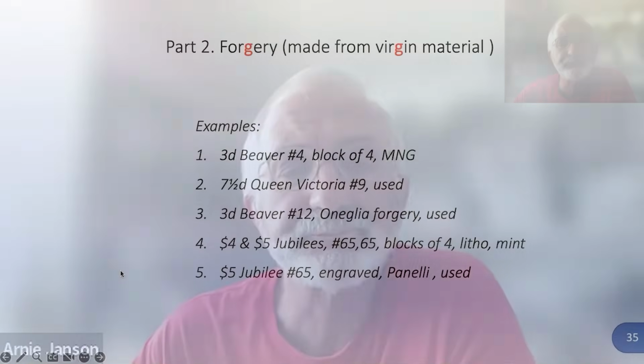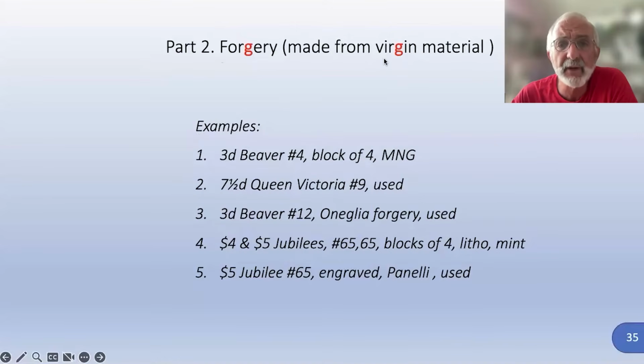So that's all the different kinds of fakes that are highlighted here in the presentation. They are actual stamps, altered to make it something more valuable. Here we're going to look at some forgeries made from virgin material. The beaver, some Queen Victorias, another beaver. Jubilees are very popular, making forgeries.